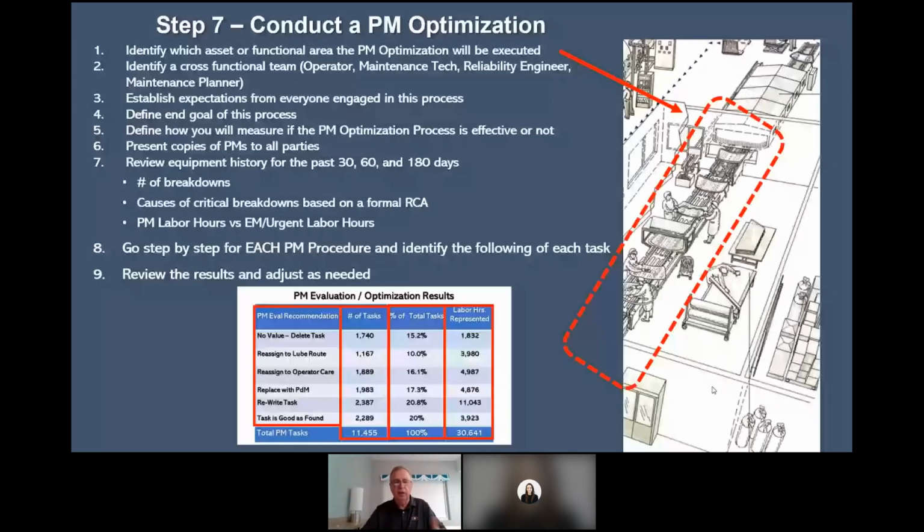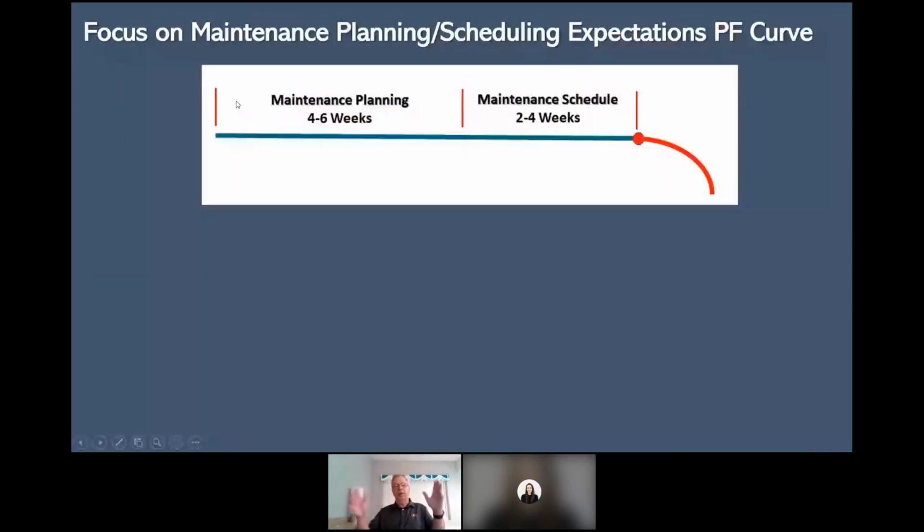Task as good as found. Look at that. 20% of the tasks were good as found. This is the actual situation that I went through. Okay. So focus on maintenance planning, scheduling expectations on the PF curve.